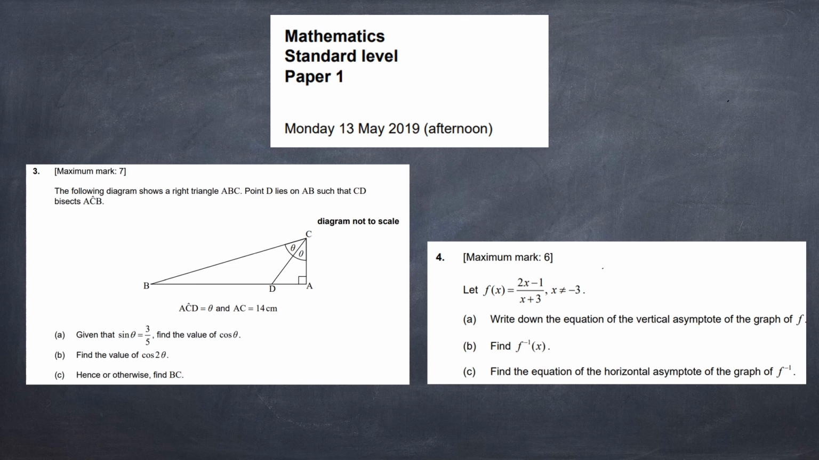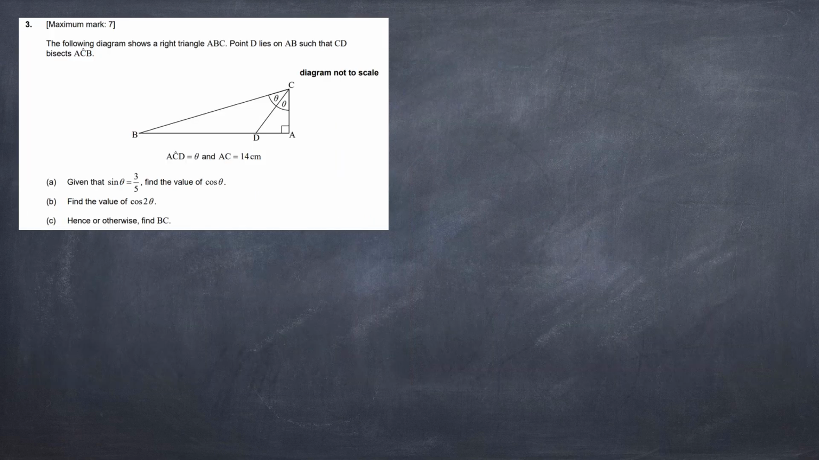In this video, we are going to solve the next two problems of SL paper 1 TZ1 May 2019. So let's start. Third problem is the following diagram shows a right triangle ABC, point D lies on AB such that CD bisects angle ACB. Given that sine theta is equals to 3 by 5, find the value of cos theta.